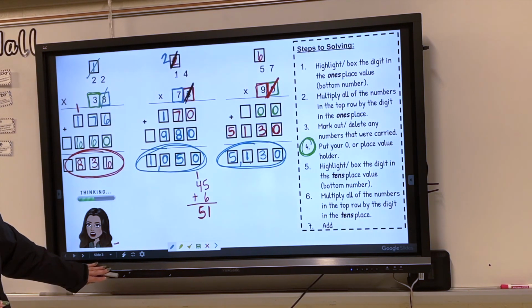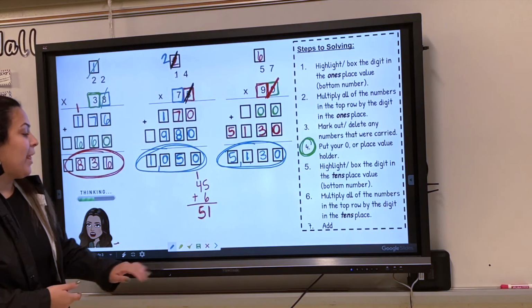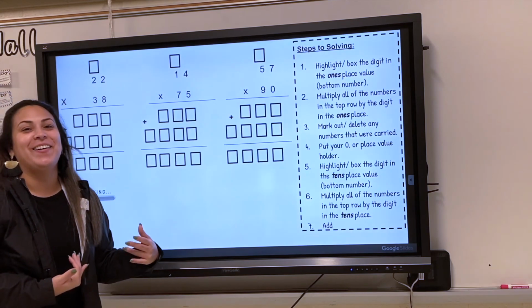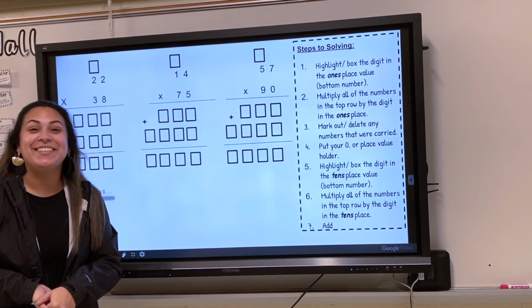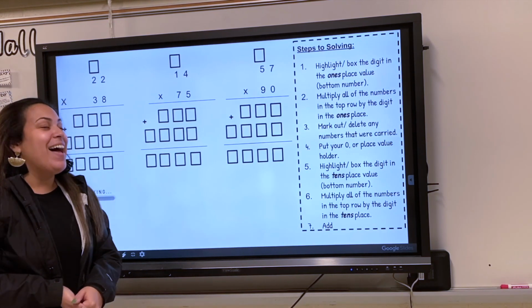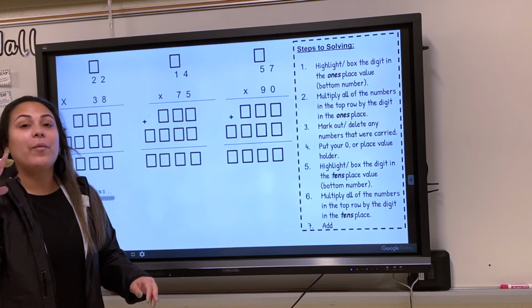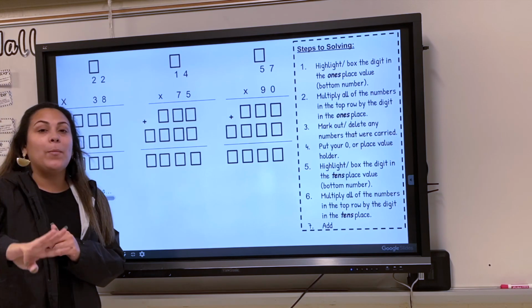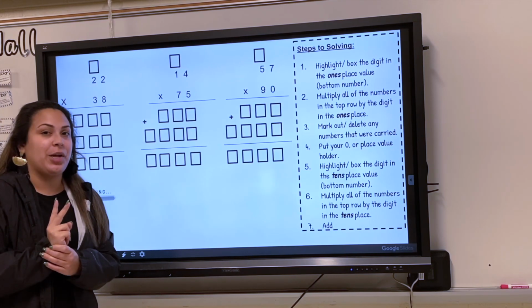And that is how we multiply a 2-digit by, my bad. I didn't mean for that to go away. A 2-digit by a 2-digit number. So now we're going to move on to a 3-digit number multiplied by a 2-digit number.